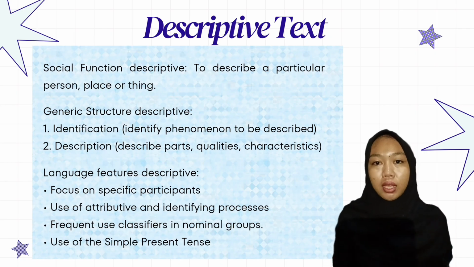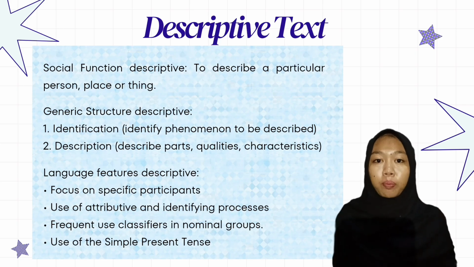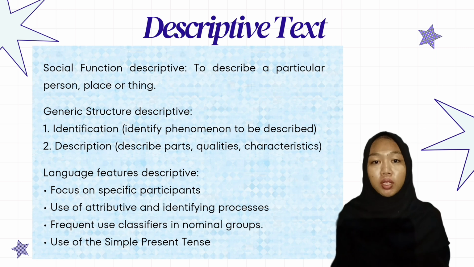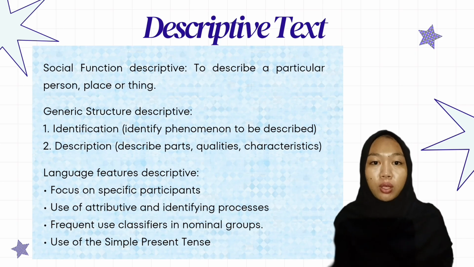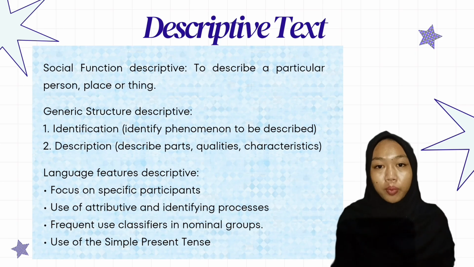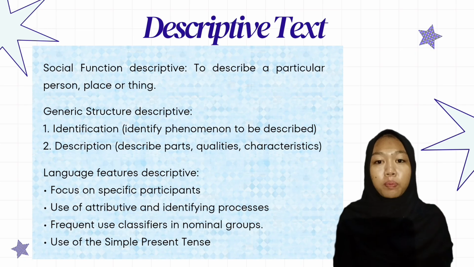Descriptive text is a text that describes a particular person, place, or thing. The social function of descriptive text is to describe something clearly and in detail. The generic structure consists of identification and description. Identification means introducing the object that will be described, and descriptions mean explaining the characteristics, qualities, or parts of the object.